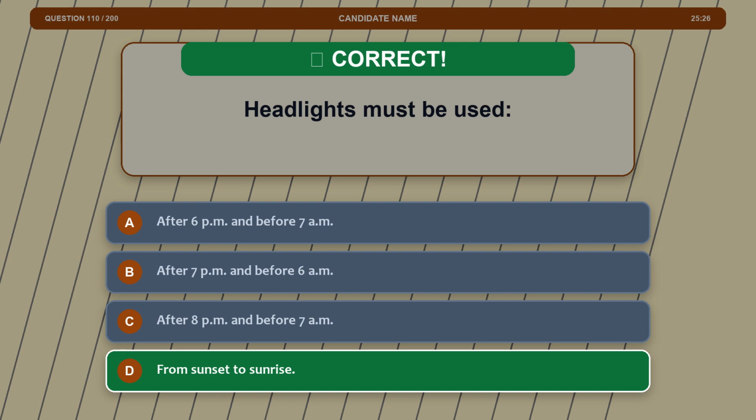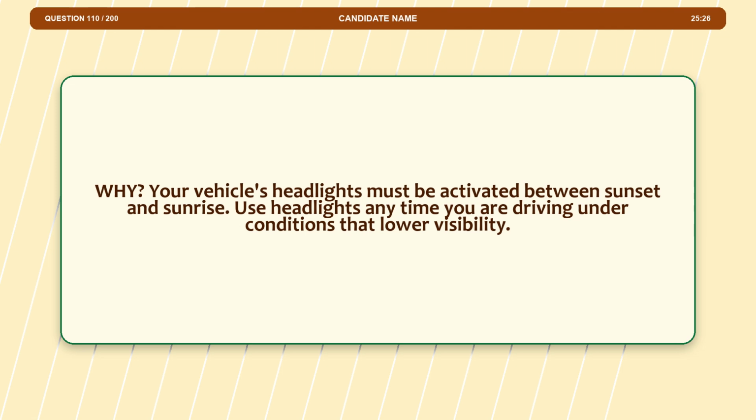The correct answer is option D, from sunset to sunrise. Explanation: your vehicle's headlights must be activated between sunset and sunrise. Use headlights anytime you are driving under conditions that lower visibility.